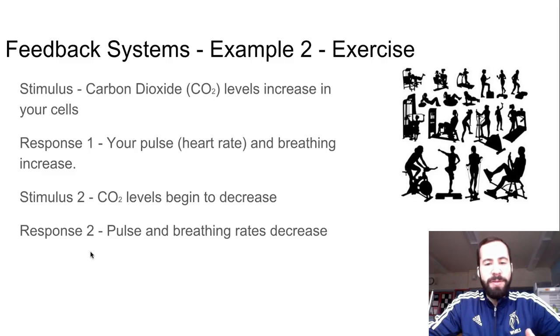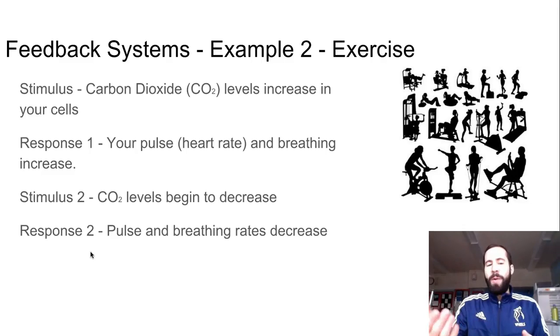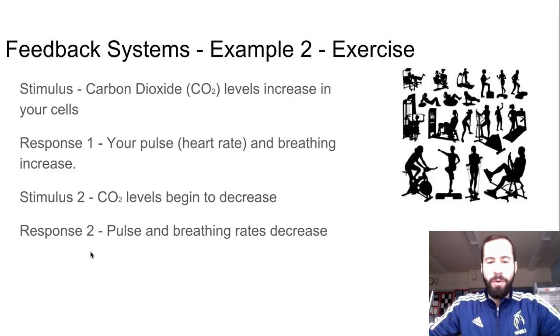The other response is your breathing increases. So you start to breathe more and more rapidly, and this gets rid of that carbon dioxide faster. Once your body has a faster heart rate and the breathing increases, hopefully you get rid of that waste, and then you can begin to slow down both your breathing and your heart rate, and then you have this dynamic equilibrium that goes back and forth.